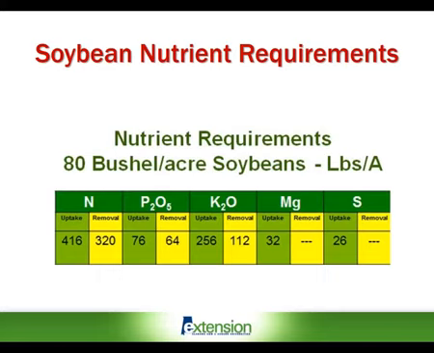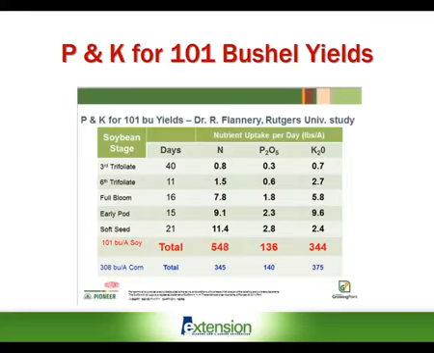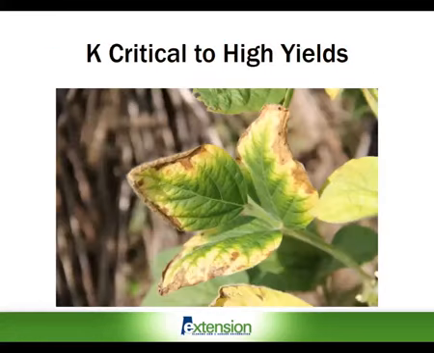Once you start putting those pods on, just like the cotton boll is a potash sink, the soybean pod is a potash sink, and it will pull potash out of the leaves. If you look at some extremely high yielding soybeans, when you get to early pod production, it takes 10 pounds of potash per day. That's a lot of potash. So this is what the symptoms of potash deficiency look like in the leaf.